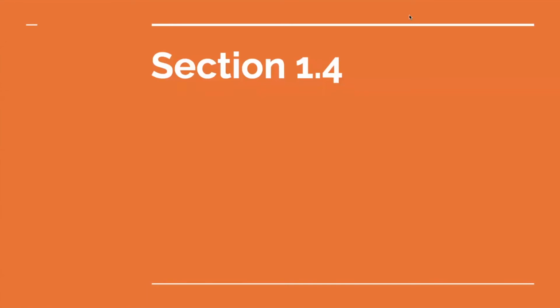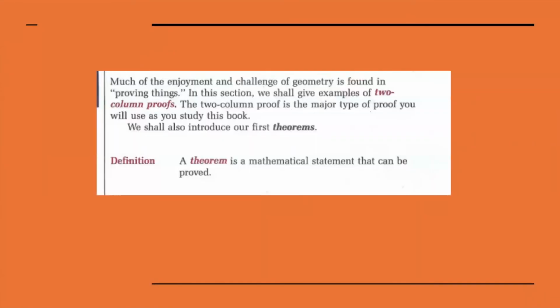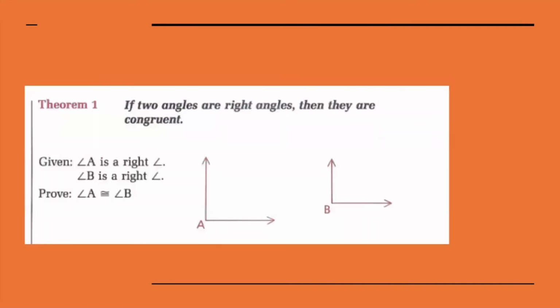Section 1.4. In this section, we will use two-column proofs to prove theorems. Theorems are mathematical statements that can be proved. Theorem 1 says if two angles are right angles, then they are congruent. We are given that angle A is a right angle and angle B is a right angle, and we need to prove that they are congruent.